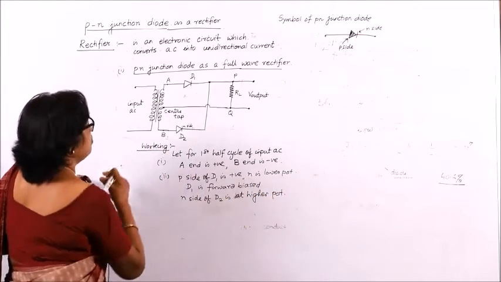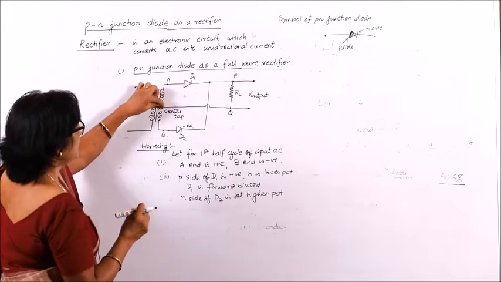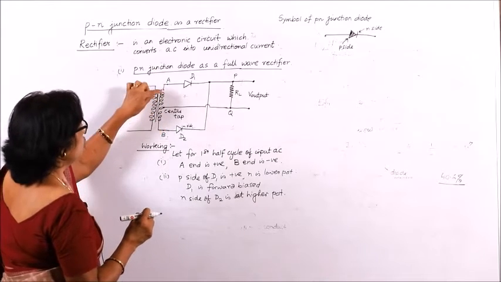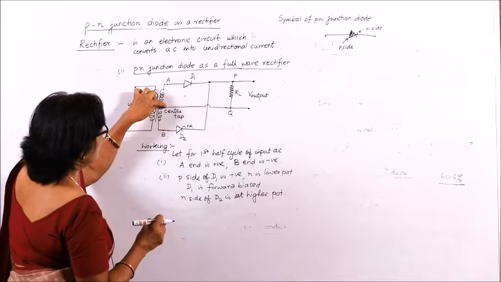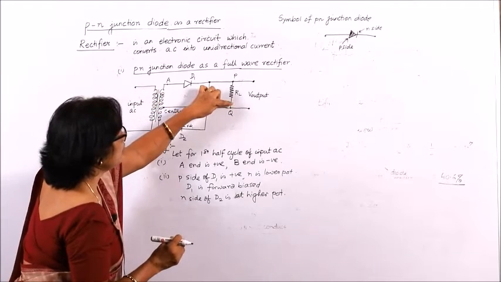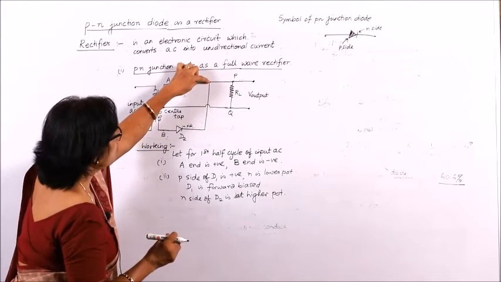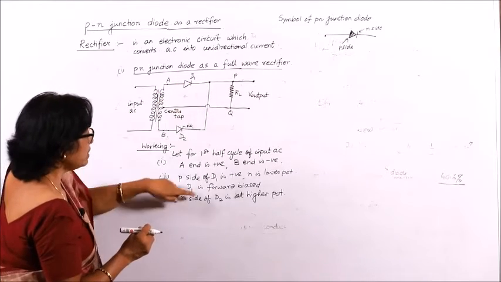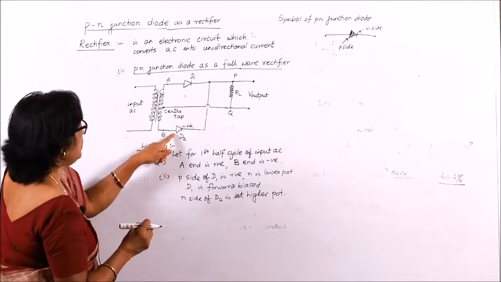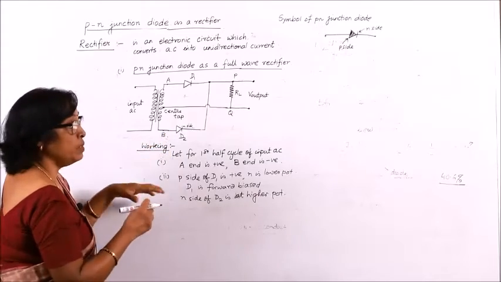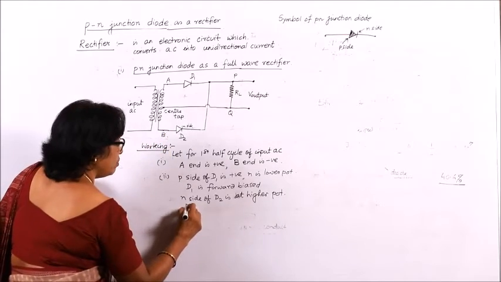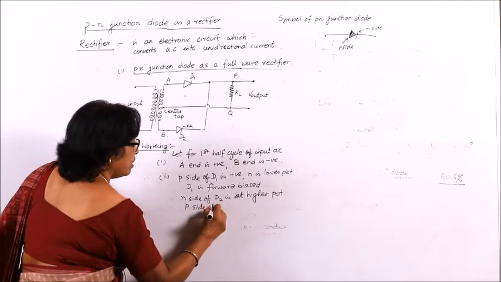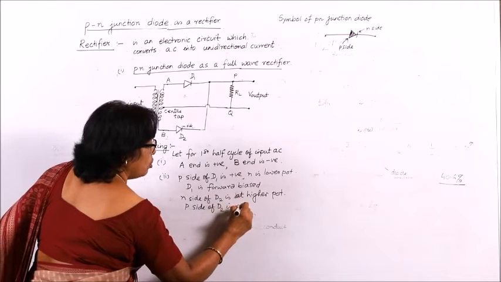I gave an example, let us say this is 20 volt, here 10 volt, this is 0 volt. So, if this is 10 volt, this 10 volt is connected through a conductor to this point and comes here and is connected to the N side. So, the N side is at 10 volt, but the P side is 0 volt. So, the P side of D2 is at lower potential.